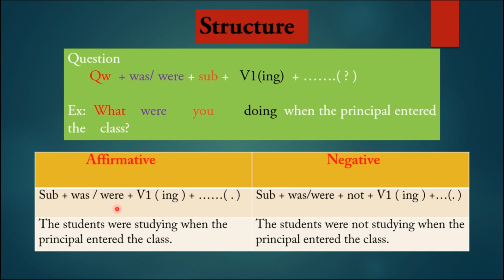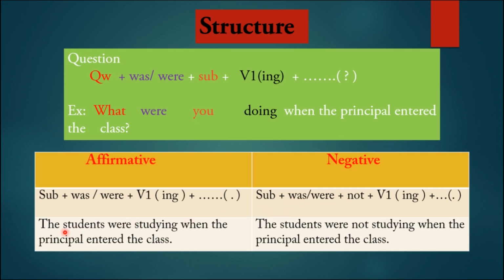Subject plus was or were. I have already told you when we should use was and were. Plus V1 ing form. Lastly, full stop. The difference between the affirmative and negative is only not, placed between the helping verb and the main verb. In between we have to use only not, and the rest is the same as usual.